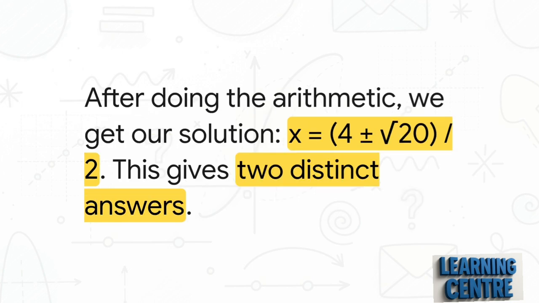Now, it's really important to remember that solutions aren't always going to be neat, clean, whole numbers. This is a perfectly correct, valid answer. That plus or minus symbol is what gives us our two solutions, one where we add the square root of 20 and another where we subtract it.